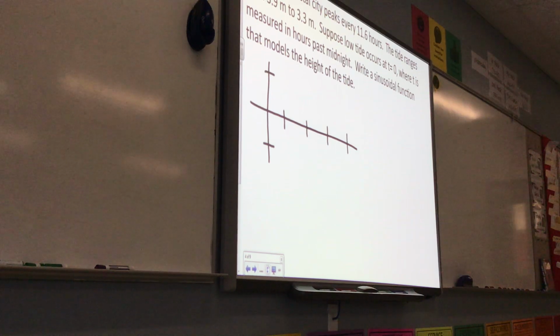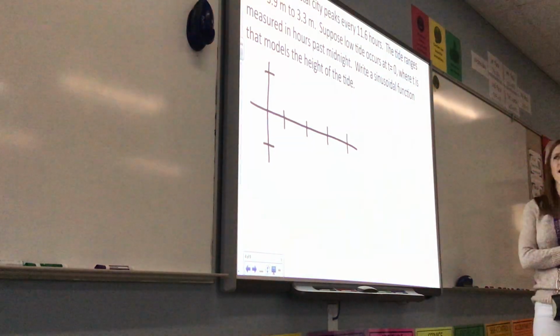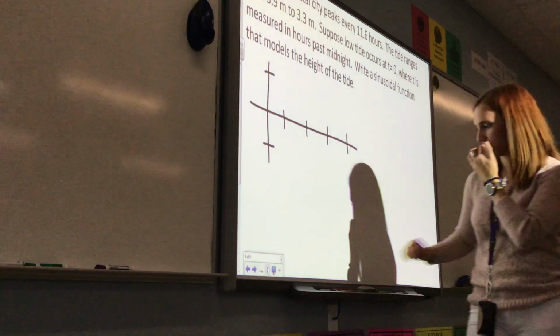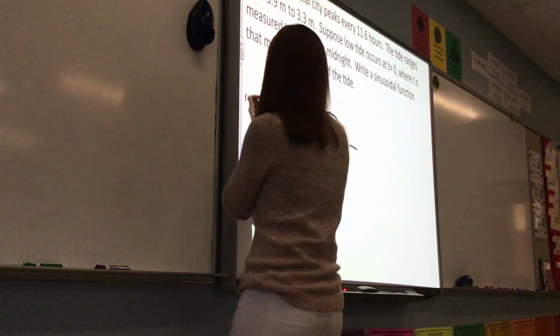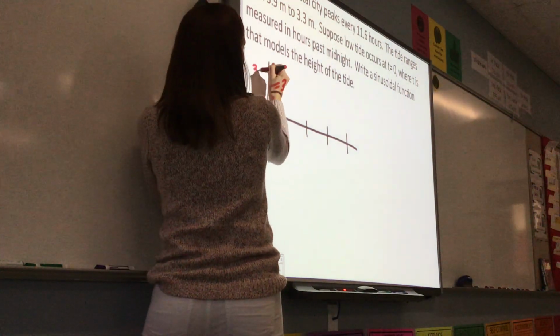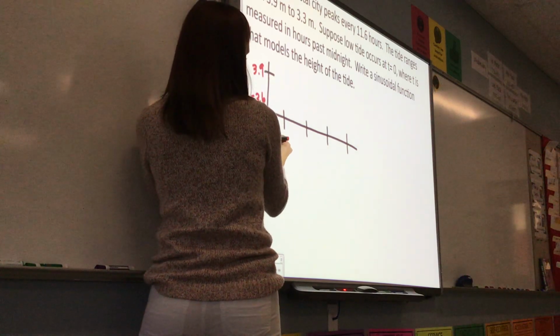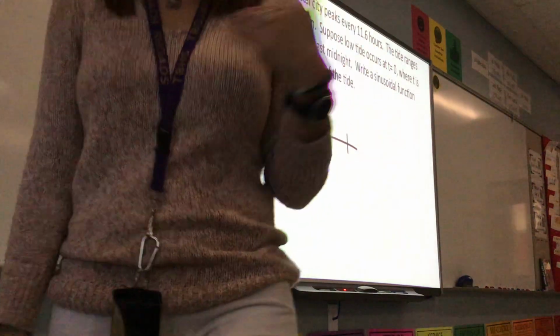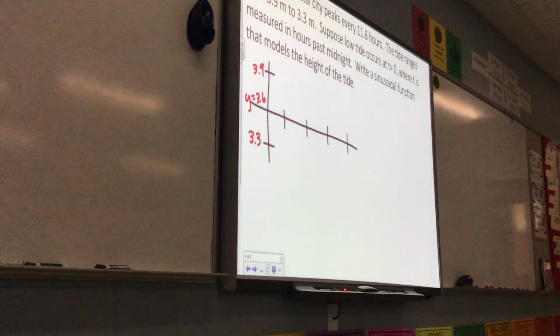Okay, where can we start to fill in some of this info? Midline, midline is what? 3.6. Good, I don't see 3.6 there. Where'd you get it from? You're right. If you do 3.9. Good, you know your max is 3.9, you know your min is 3.3. Halfway between has to be your midline.